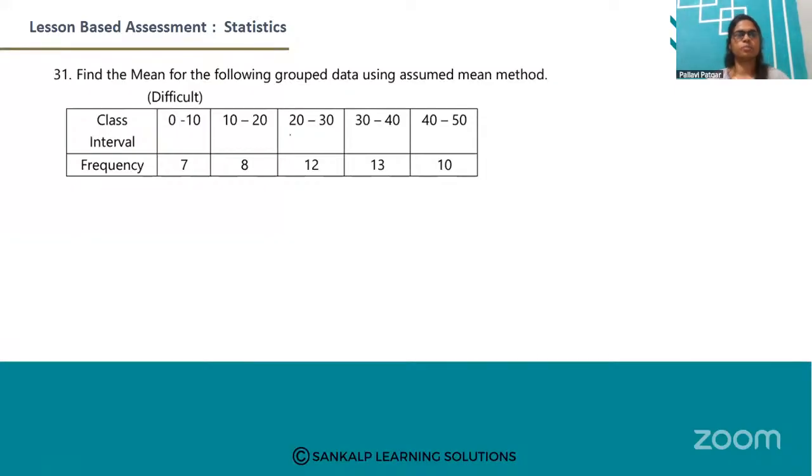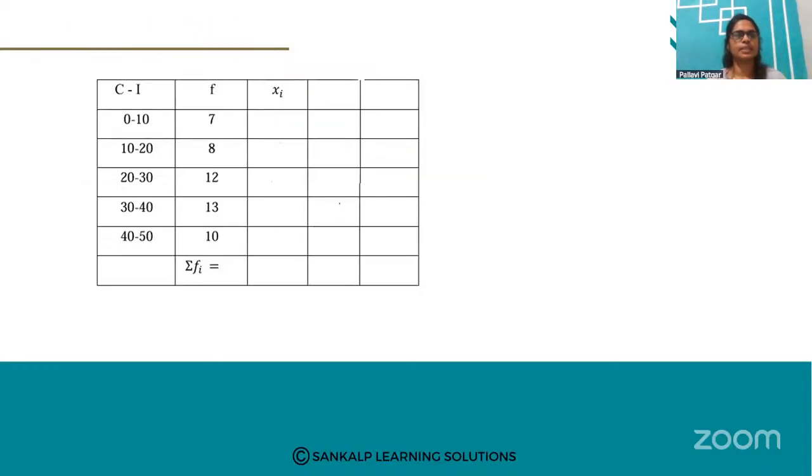Look at question number 31. Find the mean for the following grouped data using the assumed mean method. First we calculate the class mark xi for each interval. The class mark is the midpoint of each class interval, so xi is lower limit plus upper limit divided by 2.